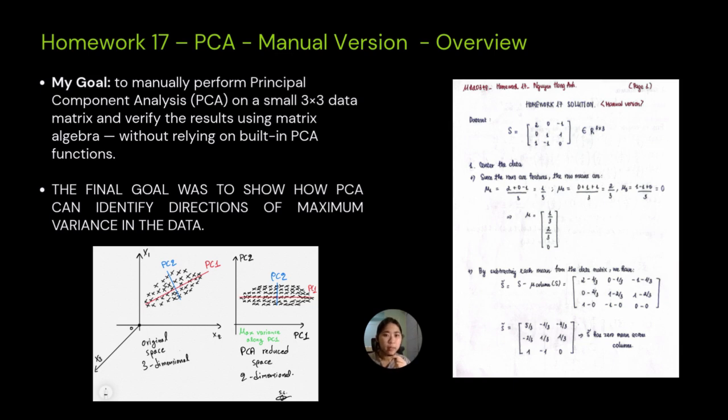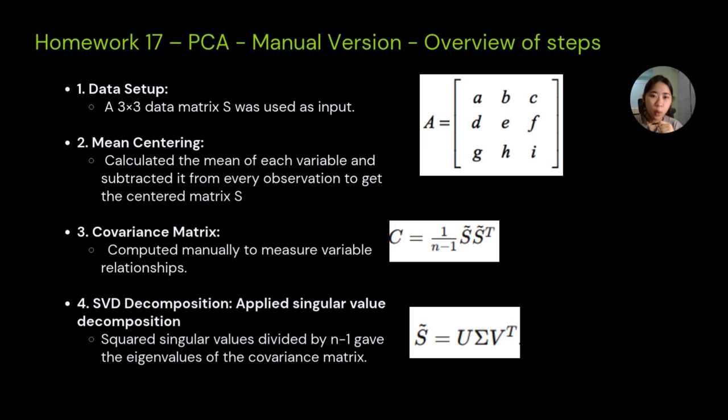And later on, in my second version, I did a code version in which I implemented Python code to check my manual version results. And the final goal here was to show how PCA can identify the direction of maximum variance in the data. So with homework 17, a 3x3 data matrix was used as an input, and I did the step of mean centering, in which I calculated the mean of each variable and subtracted it from every observation to get the centered matrix.